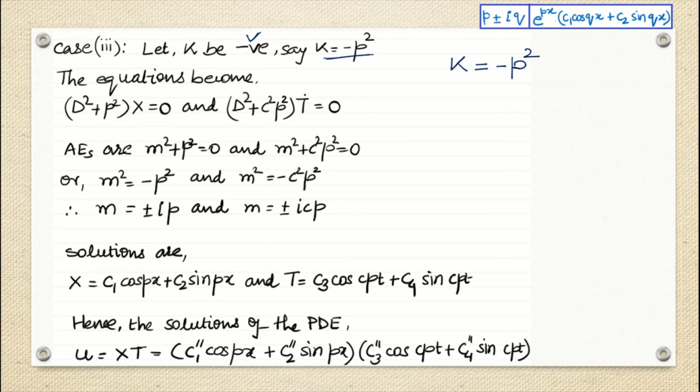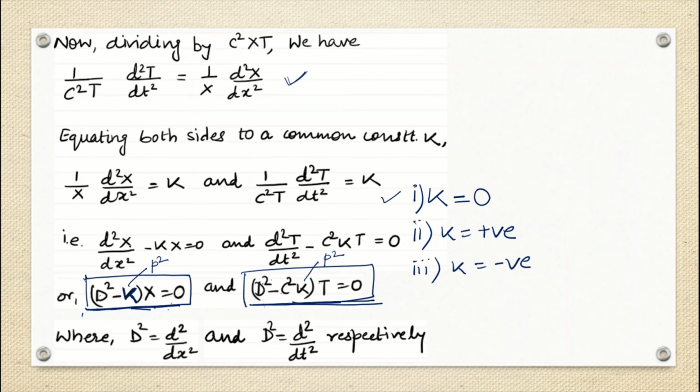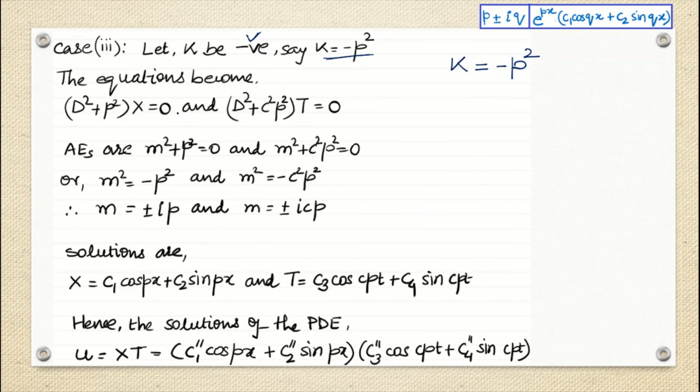So we are going to replace k in the equations present here with minus p square, and again in the second equation k with minus p square. So minus minus will become plus, so it will be d square plus p square x equals 0. The second equation will become d square plus c square p square t equals 0. Fine, no? So here we have written down the same thing. And by the same method we are going to find the auxiliary equation of the first equation and the auxiliary equation of the second differential equation. So the auxiliary equation will be what? Here m square is minus p square, correct?